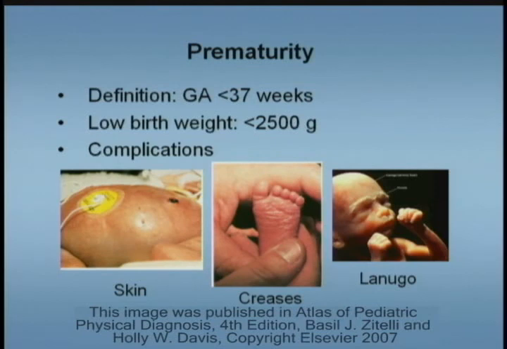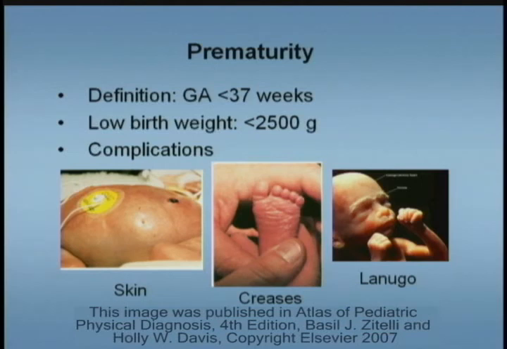This is a preterm baby. Preterm by definition is a gestational age less than 37 weeks. Many preterm babies will also have low birth weights, less than 2,500 grams. Complications of preterm babies include immature lungs, which can lead to respiratory distress syndrome. Premature babies are at higher risk for infections. Premature babies are at higher risk for temperature instability, for having hypoglycemia, lots of different problems with preterm babies.